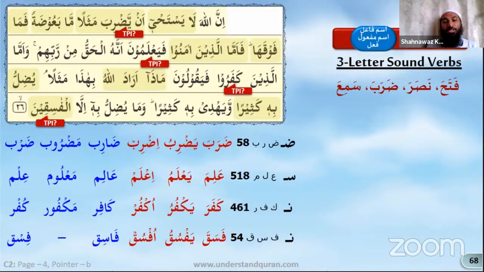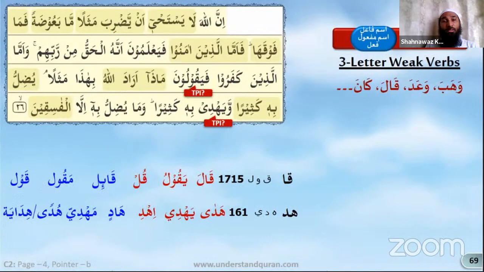Then the next word is kafara, yakfuru, on the bab nasara. Kafara, yakfuru, ukfur, kafir, makfur, and kufr. Then we have fasaqa, which is again on the bab nasara. Fasaqa, yafsuqu, ufsuk, fasik, and there's no passive participle, and fisk, that is disobedience. The plural of fisk is fusuq. Fusuq we saw in the dua and also in the ayat of Surah Hujurat.